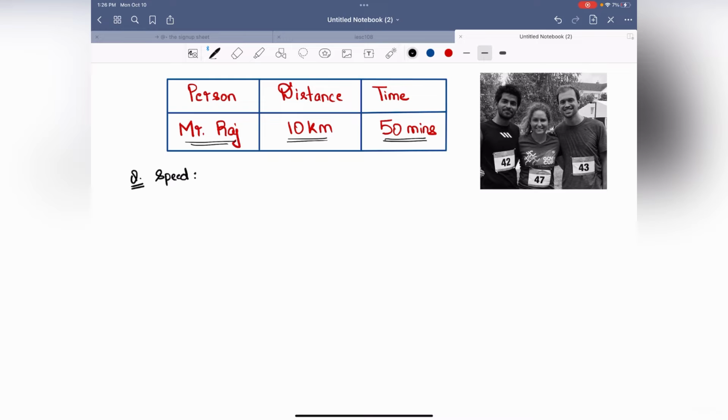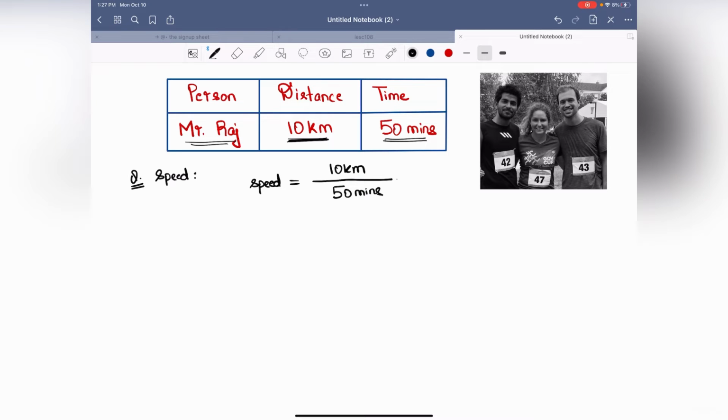So what we're really looking at is the average, not the speed in the moment, but on average, what was my speed for the whole race. So let's see. I know that speed, or average speed, needs total distance, and you divide that by total time. What's my total distance from the table? Well, it's 10 kilometers. So you take 10 kilometers, you divide this by total time, which was 50 minutes.